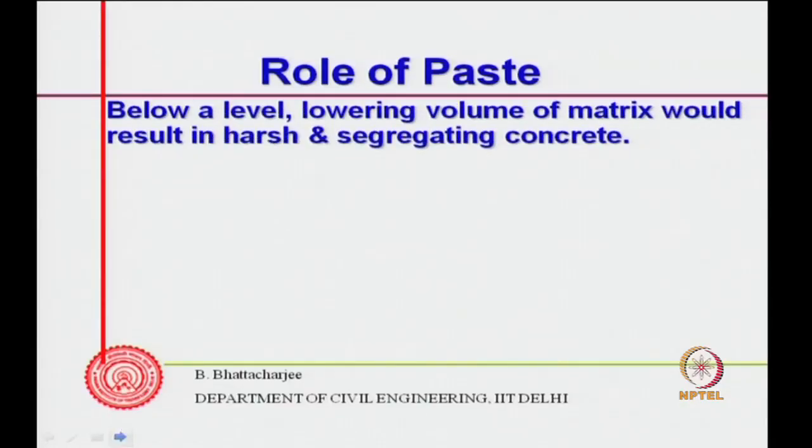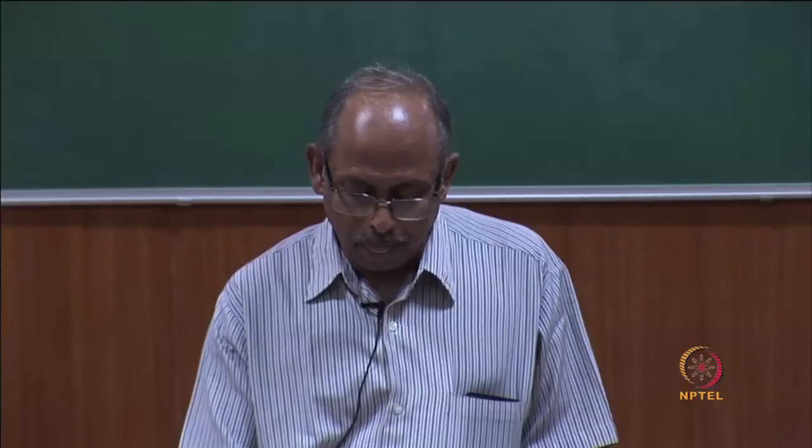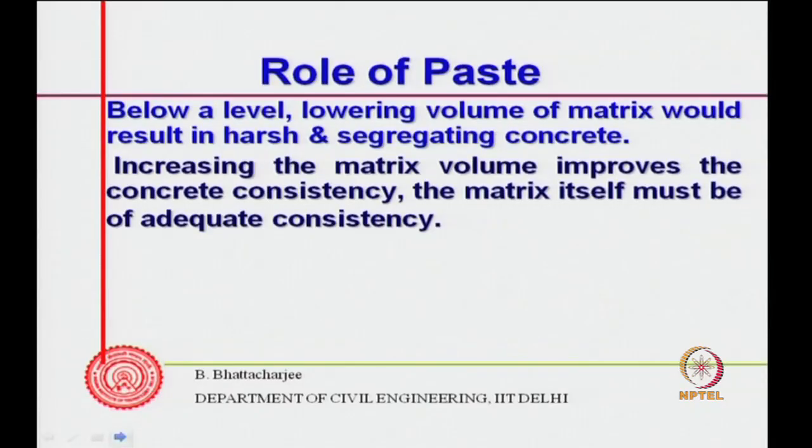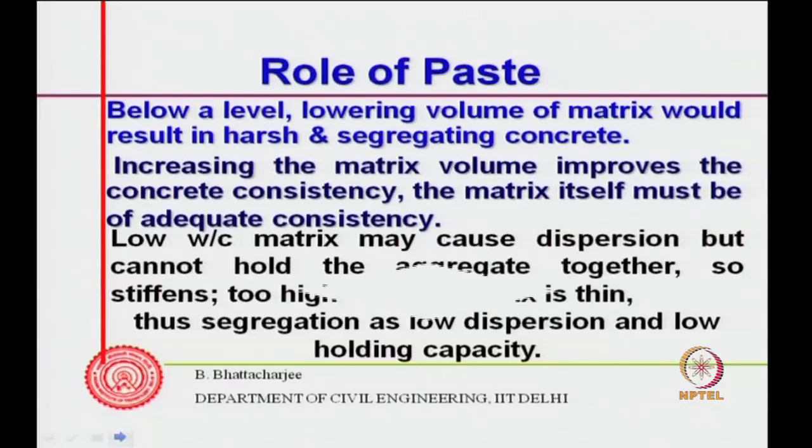So, below a level, lowering the volume of matrix should result in harsh and segregating concrete, because the aggregate will not be held together; they will move away. And increasing the matrix volume improves the concrete consistency. The matrix itself must be of adequate consistency. So, it increases the consistency.